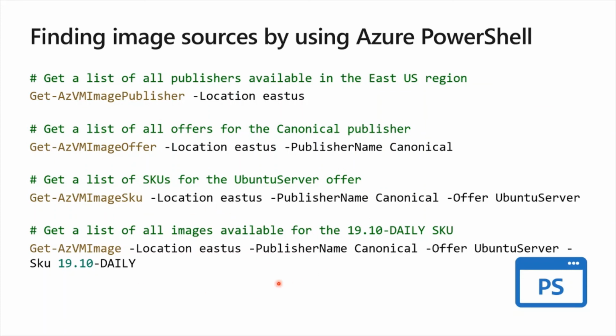You can pause this video and do some testing. What is changing, just to notice, is that the command is just the verb. I like it because there is a logic: to get something you put Get, to update something you put Set, and for creating something you put New. And then only one thing is changing: publisher, offer, SKU, and image, and then you need to add the filters. That's all.